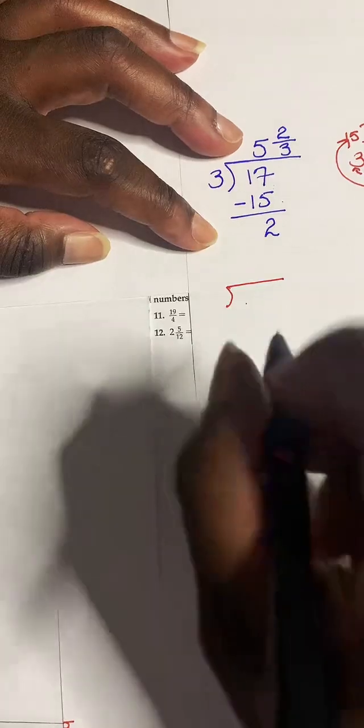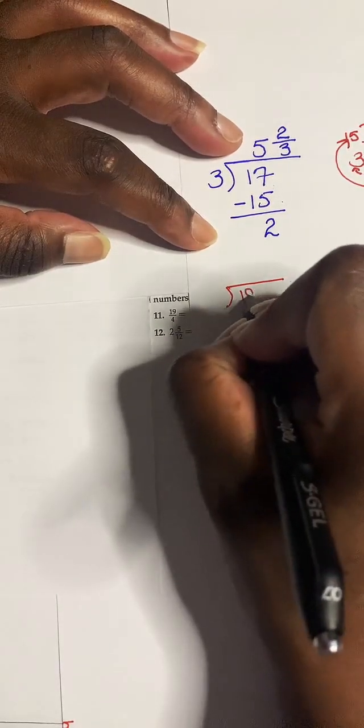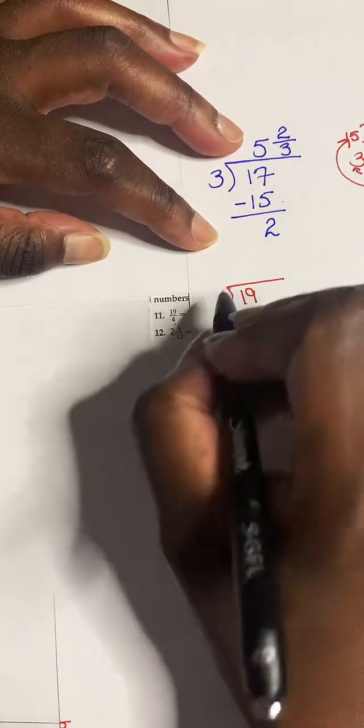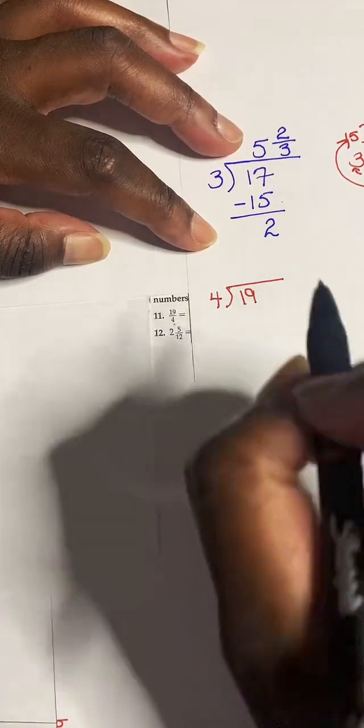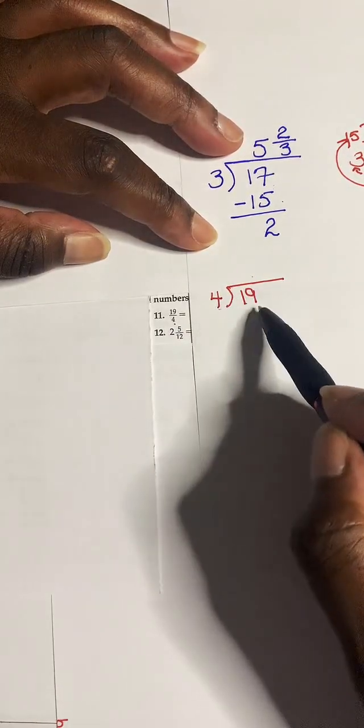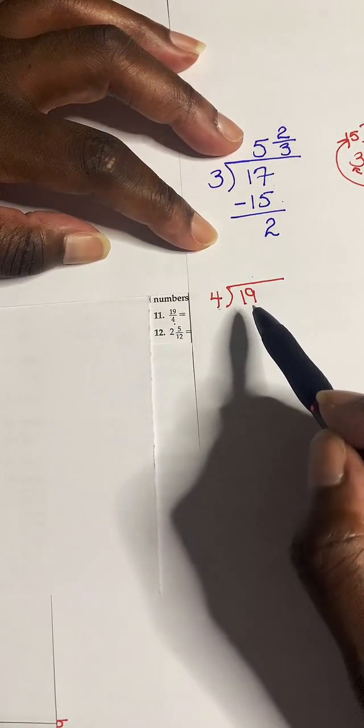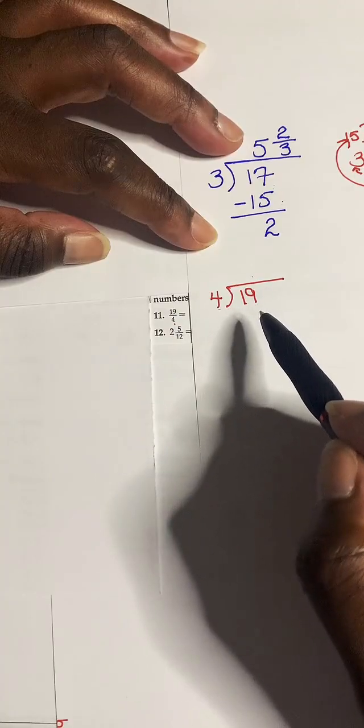So let's divide it on up. So my dividend, that's going to be my 19. My divisor, that's going to be my 4. So how many sets of 4 can go into 19 without going over?